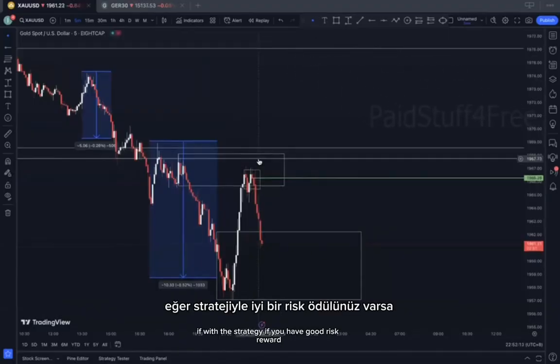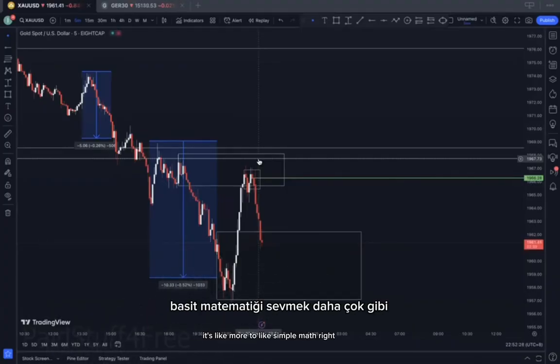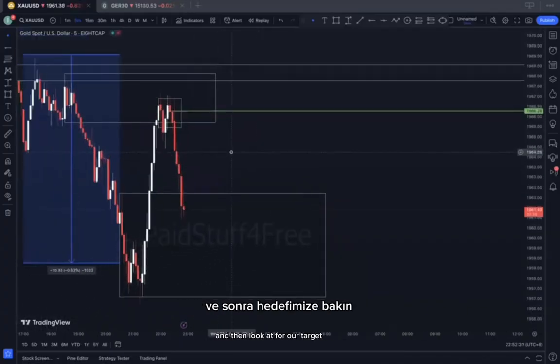Anyway, with the strategy, if you have good risk reward, you can flip it to 500 quick. Of course. Talking about flipping, it's more like simple math, right? We count the lot, then raise it, and look at our target. Just being ready for the risk, basically. Yeah, no risk, no story, brother. Exactly. I need to build that muscle.